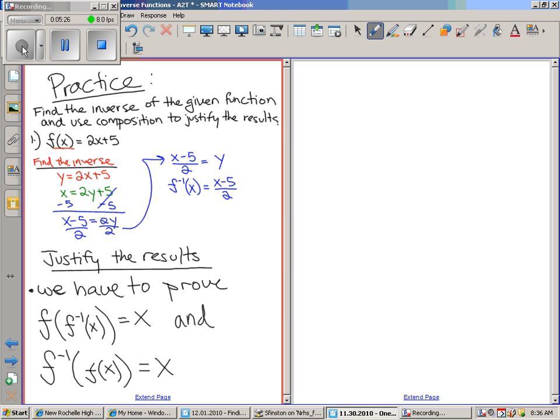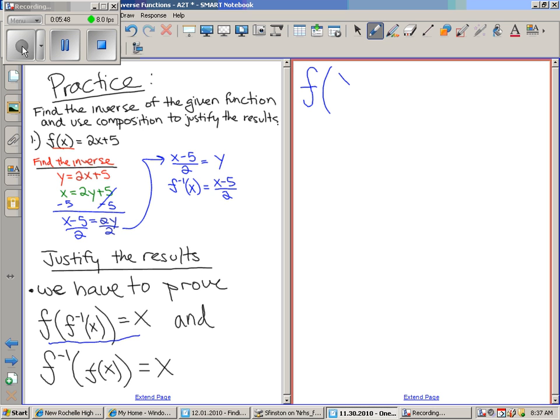So here's what we're going to do. Let's do this part first, the part right here in blue. f inverse of x was equal to this, x minus 5 over 2. So we're going to sub x minus 5 over 2 into f. That means we sub it in right there: 2 times x minus 5 over 2, plus 5. And we're going to simplify it.